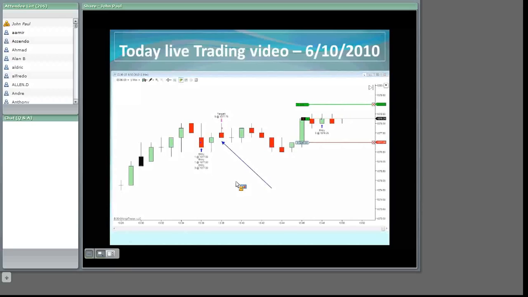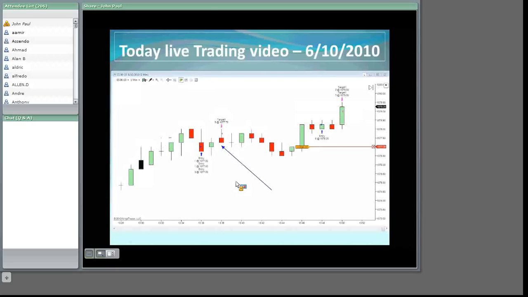Now, if you try to use a very, very tight stop, let's say 3 ticks or 2 ticks, you guys know that's never going to work. You're going to get stopped out all the time. So you've got to have a little bit of room. 5 ticks is a point and a quarter. It's nothing.